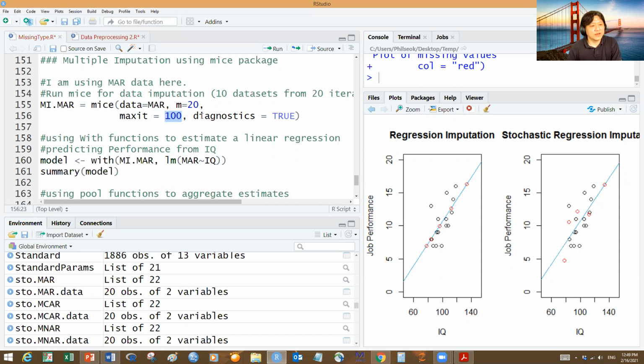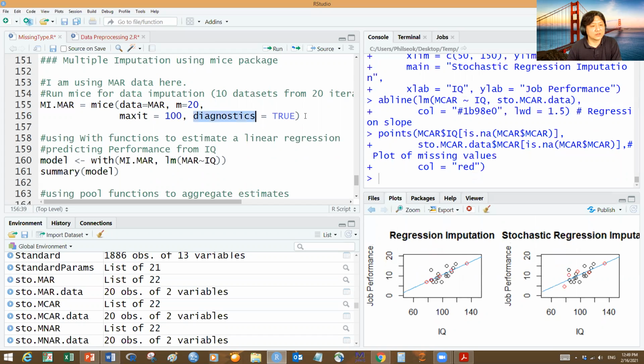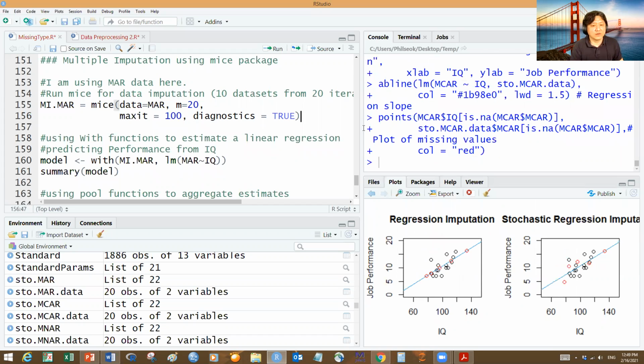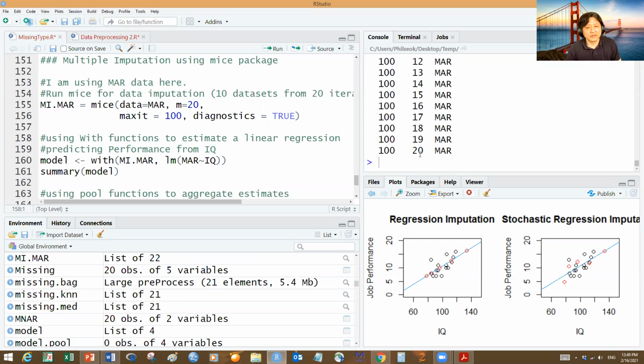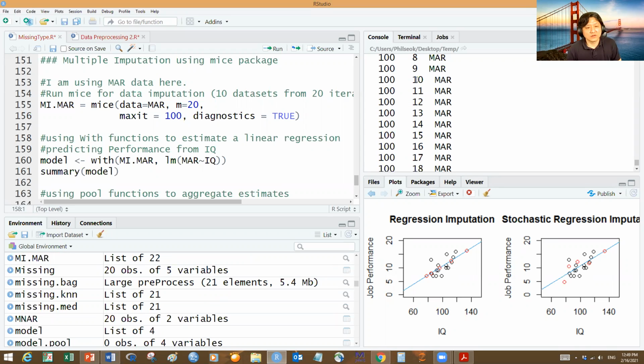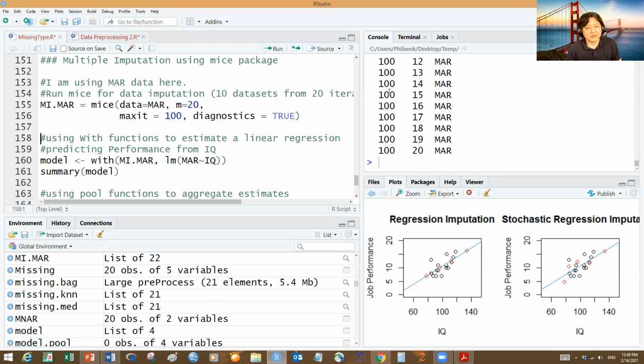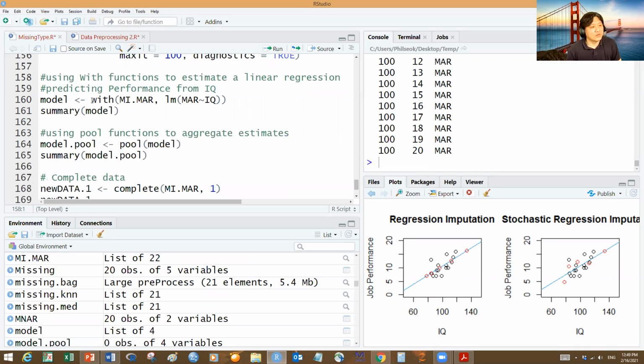Then I put diagnostic equals true, so it will give us some diagnostic statistics. If you run this, you can see the imputation is repeated 100 times for 20 data sets. These are all the different data sets, and these are the replications.